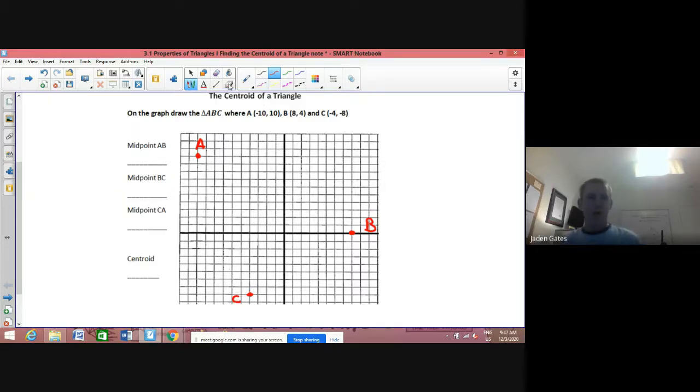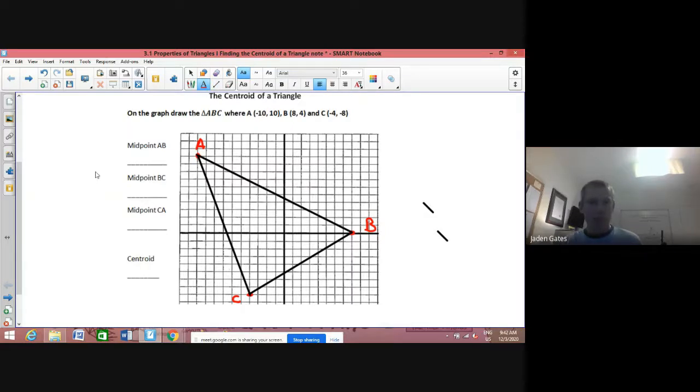All right, now if I was to draw this triangle, I'm going to draw it in here with my lines. Connect the dots. There we go. Let me draw another line. All right, so there's my triangle. Now, I want to find the midpoint of A and B, because I'm going to draw these medians in there, and then we're going to find the centroid.